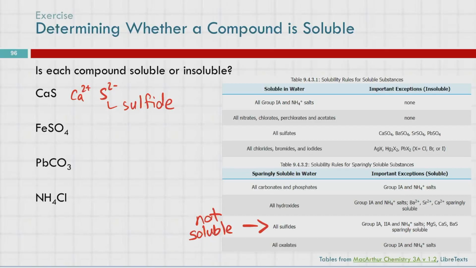Okay, so we've located the row in this table that we're going to look for, and we should check our exceptions. So group 1A, 2A, and ammonium salts, such as MgS, CaS, BaS, sparingly soluble. We have calcium. Calcium's a 2+. It also shows up in that table, and so we would consider this soluble. So go ahead and work on the rest.